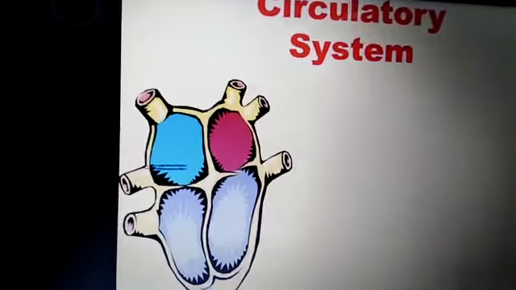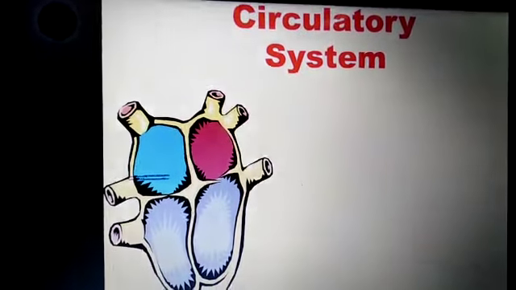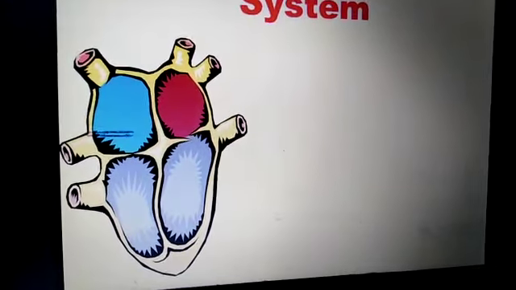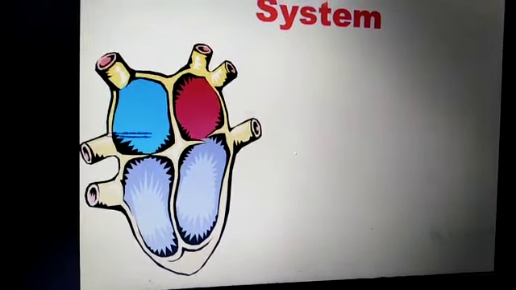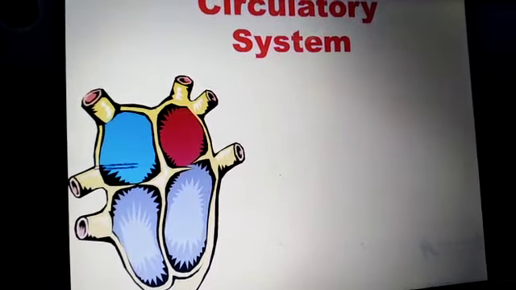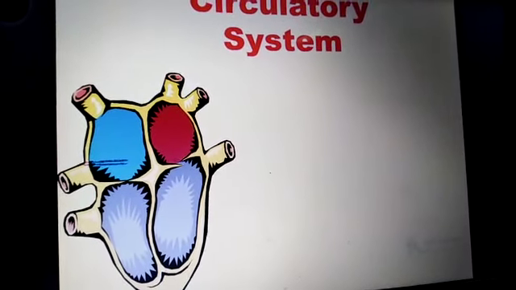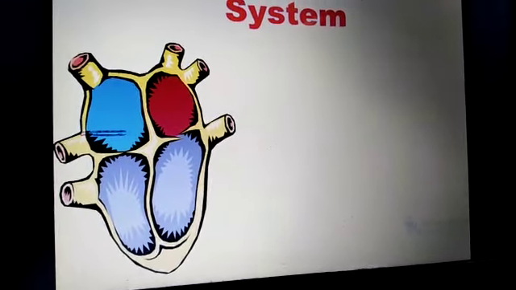And the heart consists of four chambers. The upper chambers are called atria and the lower chambers are called ventricles. Between each atrium and each ventricle there is a valve. This valve allows blood flow from each atrium to each ventricle and prevents its returning back.